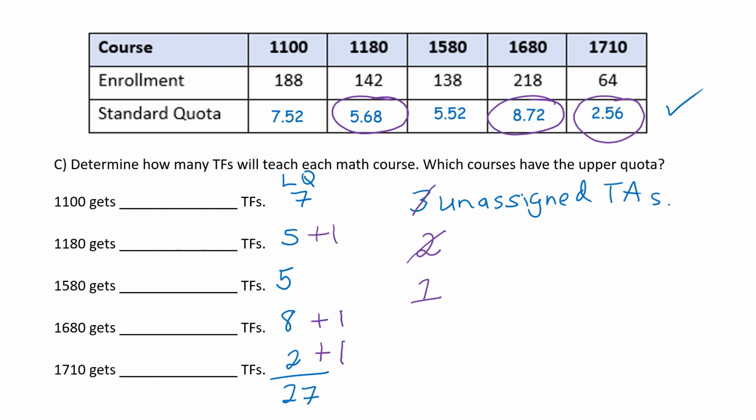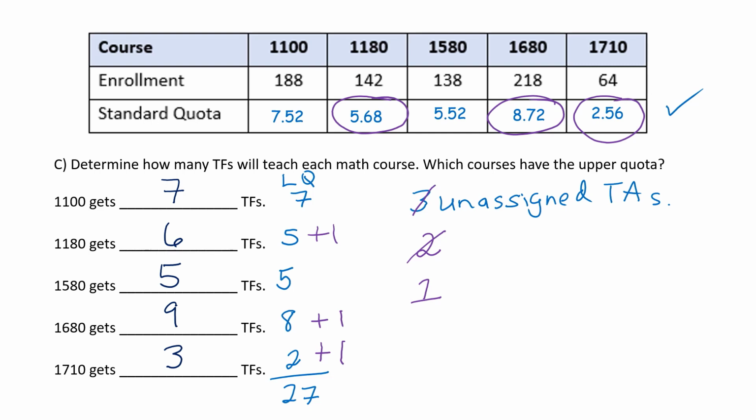Let's add them up. 1100 gets 7, 1180, 6, 1580, 5, 1680, 9, and 1710 gets 3. The sum of those 5 numbers is 30.